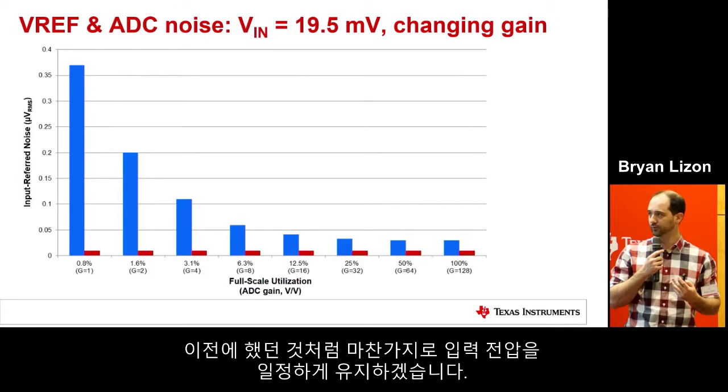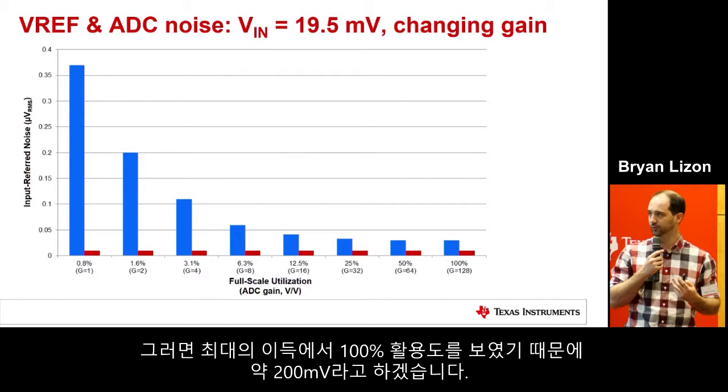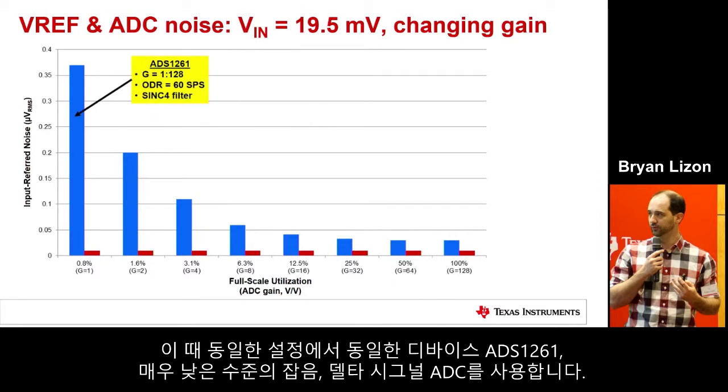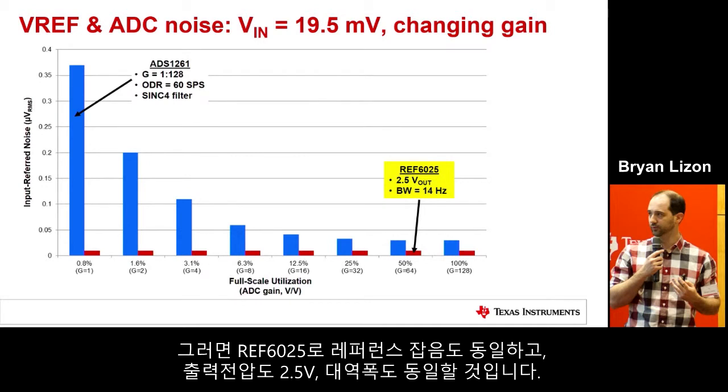So if you do the same thing as we did earlier, you hold your input voltage constant. At this point, we're going to call it approximately 20 millivolt, because that gives you 100% utilization at the highest gain. And we're going to sweep the gain of the ADC shown here from a gain of 1 to a gain of 128. Again, we're going to use the same device, the ADS1261, a very low noise delta sigma ADC at the same settings. The reference will be the same as well, the REF6025 with the 2.5 volt output voltage, and the bandwidth is going to be the same as well.